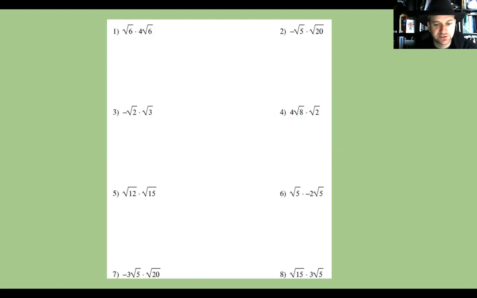Go ahead and try these other examples, and if you have questions, feel free to shoot me a message. If you have the calculators, you can also type this in to check your answer, but you really shouldn't need a calculator if you know your basic multiplication facts. But if you want to check it with the calculator, feel free to do so.